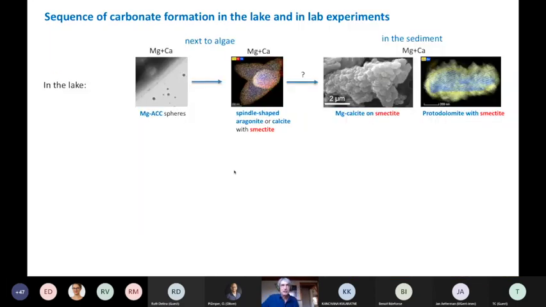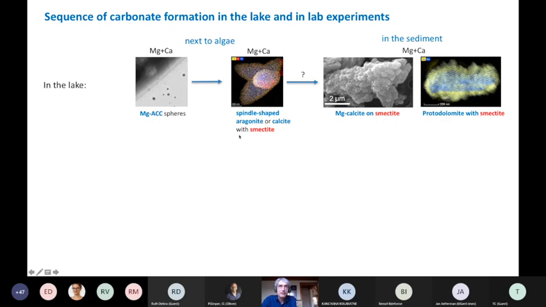So this is a summary of the carbonates in the lake. Next to algae, we see magnesium-bearing amorphous calcium carbonate spheres that transform somehow into these spindle-shaped particles. There is a very rich literature, and I didn't put the citations here, on how ACC converts to either aragonite or calcite.